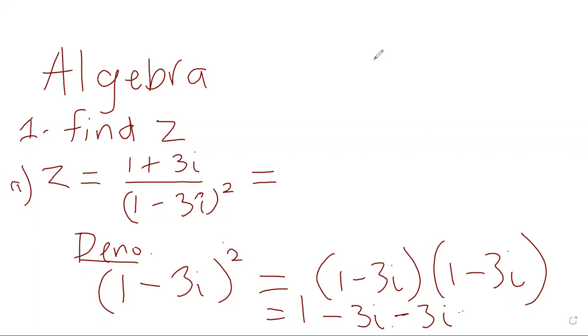The minus will go and become plus 9i squared. And we know that i is the square root of negative 1, so instead of writing i squared, we are going to write minus 9.